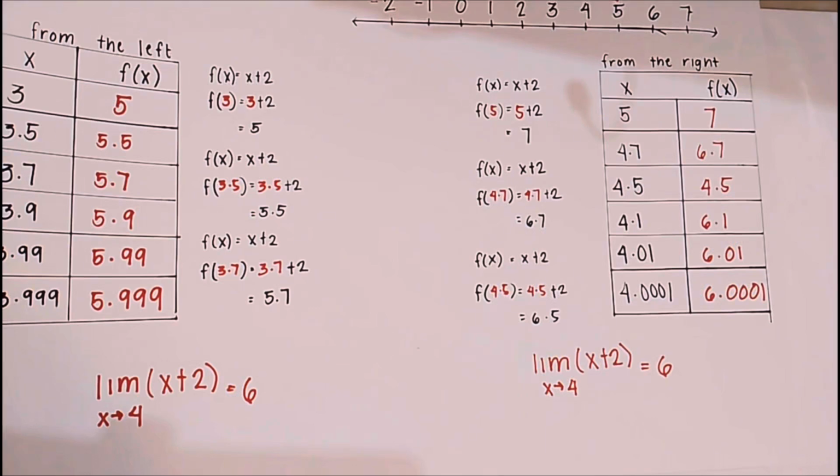What we call this is one-sided limits. If our one-sided limits are equal, we can say that the limit of the function x plus 2 where x approaches 4 is equal to 6. In that case, we will call that two-sided limits.